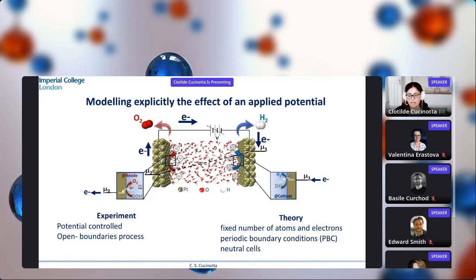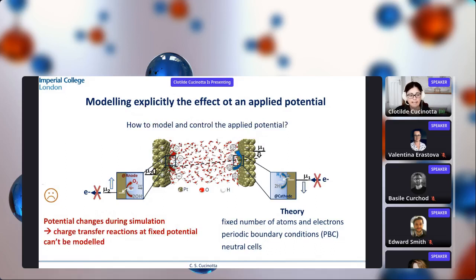So this means that since we have a fixed number of electrons, we cannot provide to the system the needed flux of electrons to keep the potential constant during electrochemical transformation. Imagine the hydrogen evolution reaction, where two protons combine to form a hydrogen molecule because they receive an electron from the electrode. So what happens is that this electron moves to the protons.